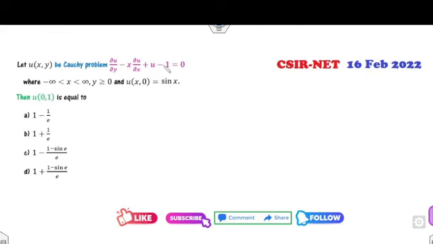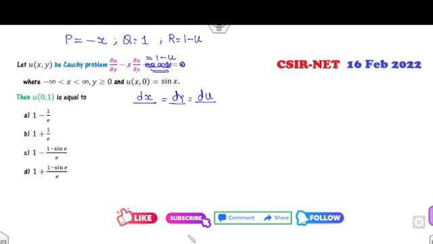Again, it's a Cauchy problem, but make sure the u term is on the right-hand side. So I can make this on the right-hand side, so this becomes 1 minus u. Can you define the P? P is the coefficient of del u by del x. Q is del u by del y. R is 1 minus u. Make sure R must be on the right-hand side. Then dx, dy and du. Fine, because they are not talking about uniqueness, no solution and so on. P is minus x, Q is 1, R is 1 minus u.